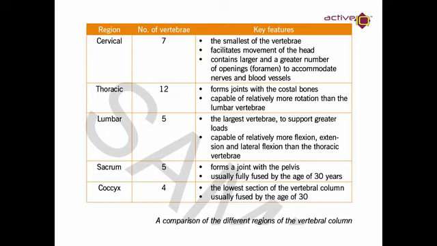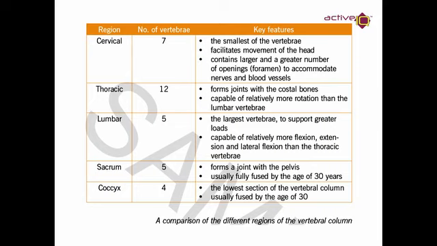Really what the cervical region does is it has the smallest vertebrae, and it facilitates the movement of our head. If you want to twist, if you want to look like you were crossing a road, for example, then that's what the cervical region helps us to do. It helps us to maneuver our head and be able to twist and to look around. And it also contains a larger and greater number of openings, also known as foramen, which we'll look in a bit more detail on the next slide, to accommodate nerves and blood vessels.